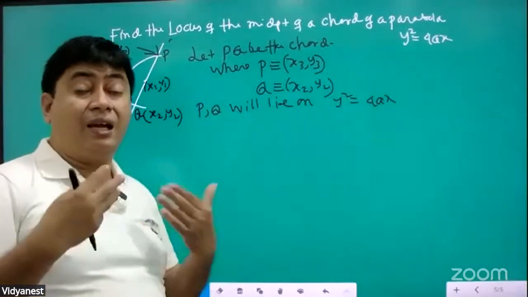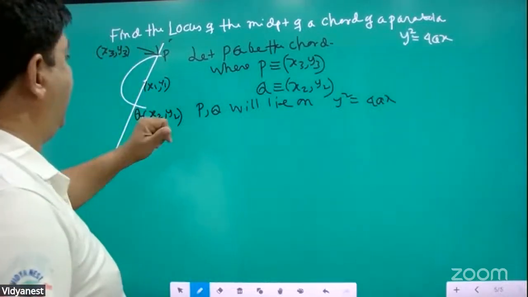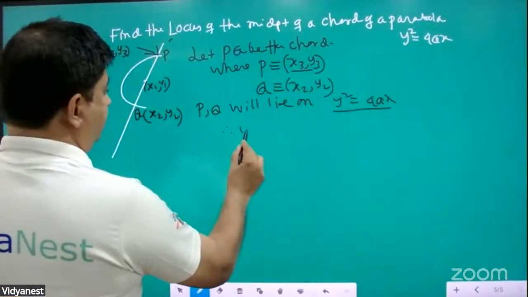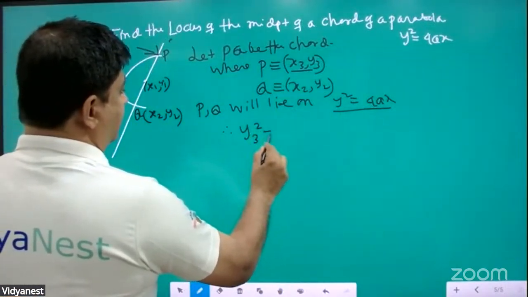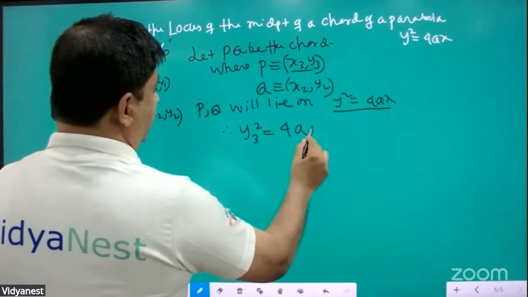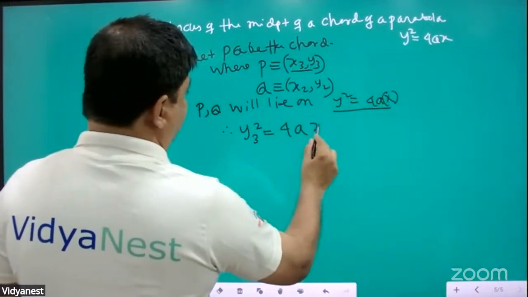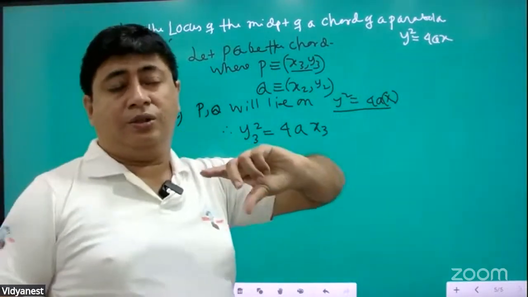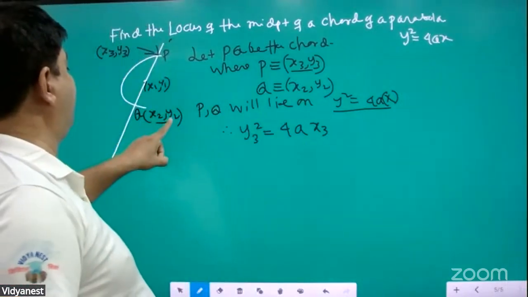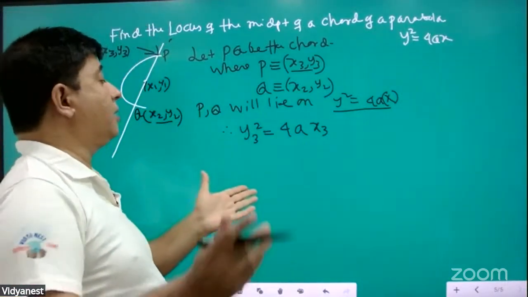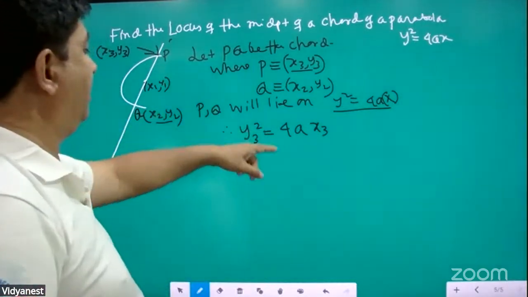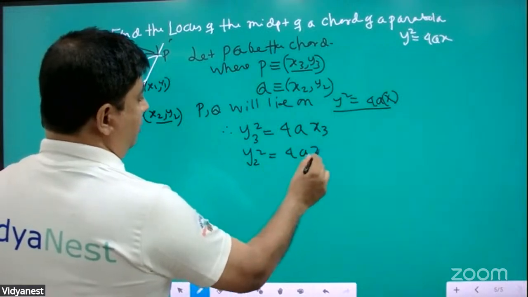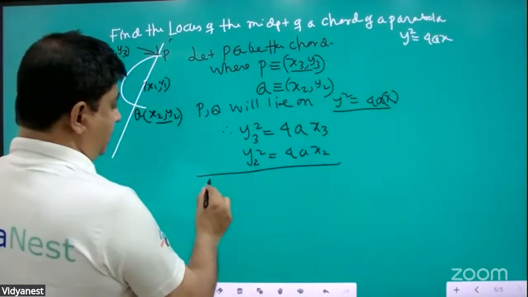Now P (x3, y3) lies on this. I can write y3 square equals 4a times x3, putting x3 in place of x. Similarly, this point also lies on the parabola. So this point's x and y components also coincide with the xy components of the parabola. So our role is to subtract.